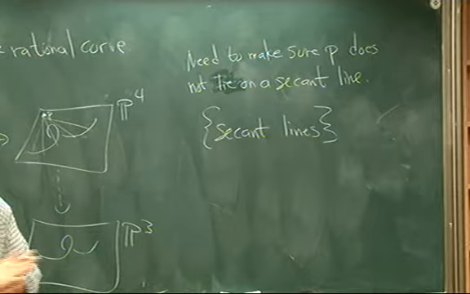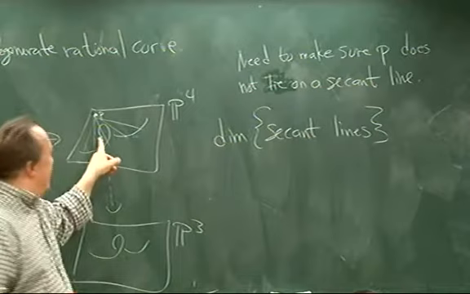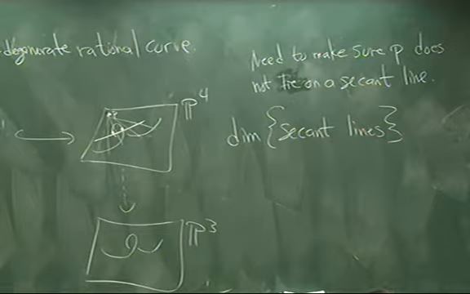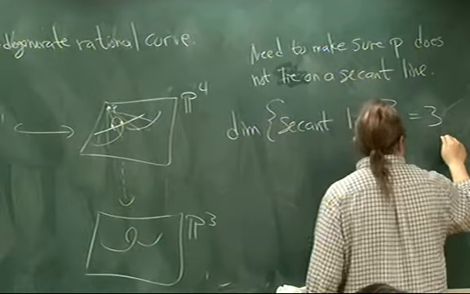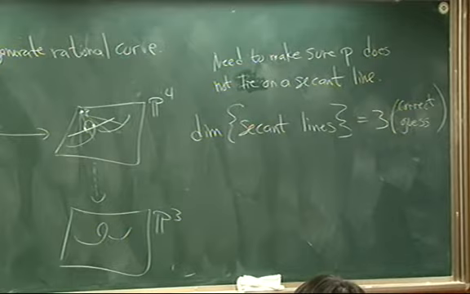Think for just a minute, what would the dimension of this set be? We've got the set of all secant lines. What do we need to make a secant line? We need 2 points on our curve and the line between them. So 2 points on the curve, that's 2 dimensions, and then the line between them is a third dimension. So we expect, here's our guess, and this is a correct guess, the dimension of the set of secant lines is 3. The dimension of our space is 4, so there's plenty of room to find a point to do this.